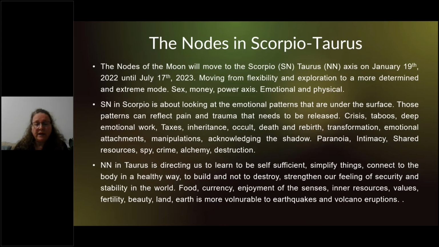And I'm following the true nodes. There's also, some people use the mean nodes. I use the true nodes. And you can check this with timings of events and critical degrees and see if it works, and please share with the community what works for you better.